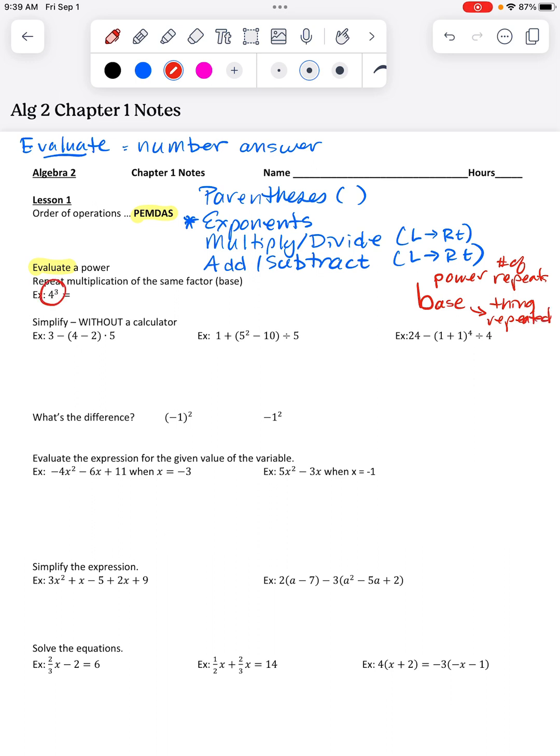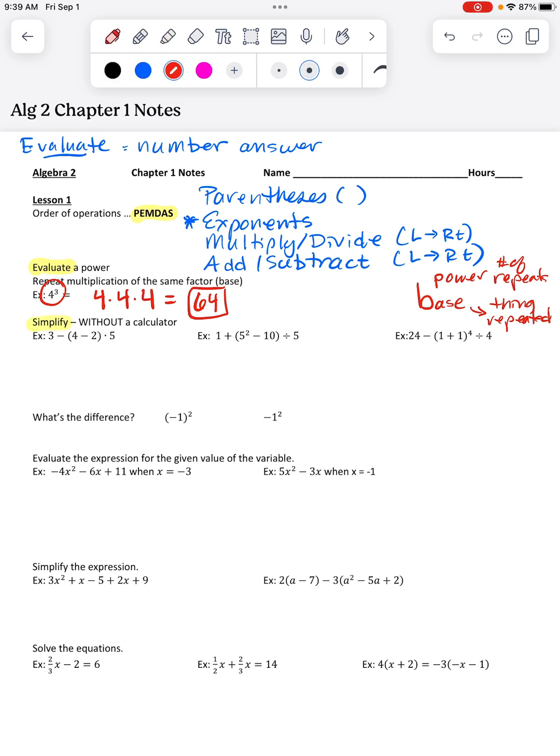So this example right here, 4 to the third, the base is 4 and the power is 3. So you're going to be repeating the 4 3 times, and it's repeated multiplication. So you can bust out your calculator or your big brain, and your answer or evaluated version of the answer is 64. So I should have a number answer. I'm finding the value.